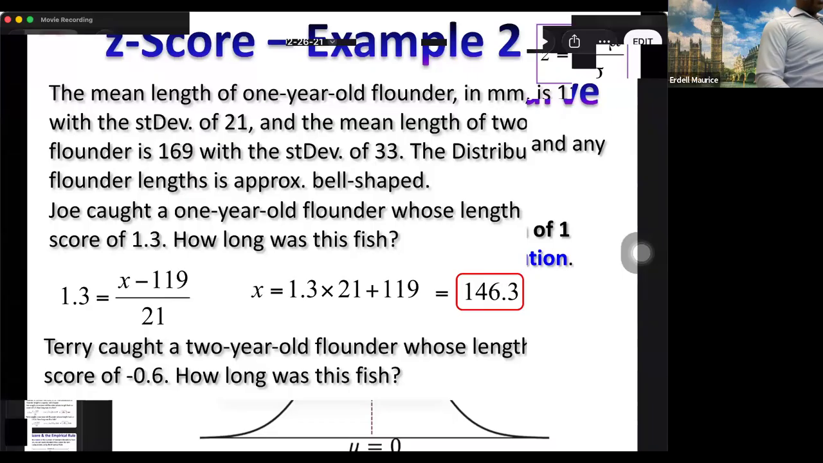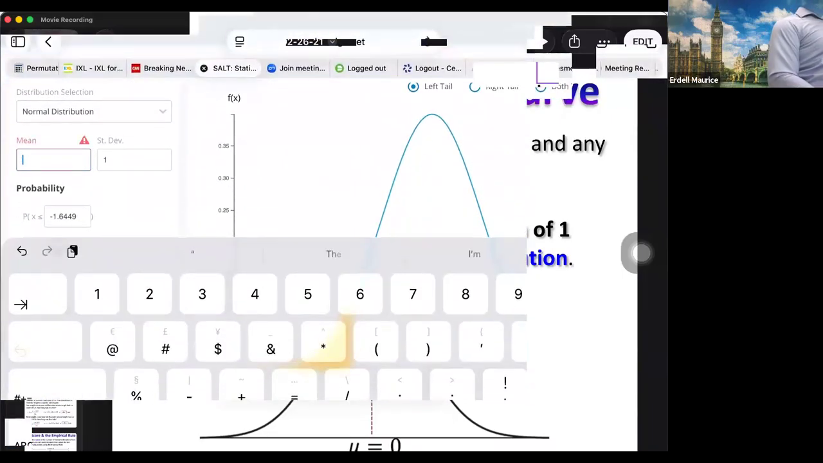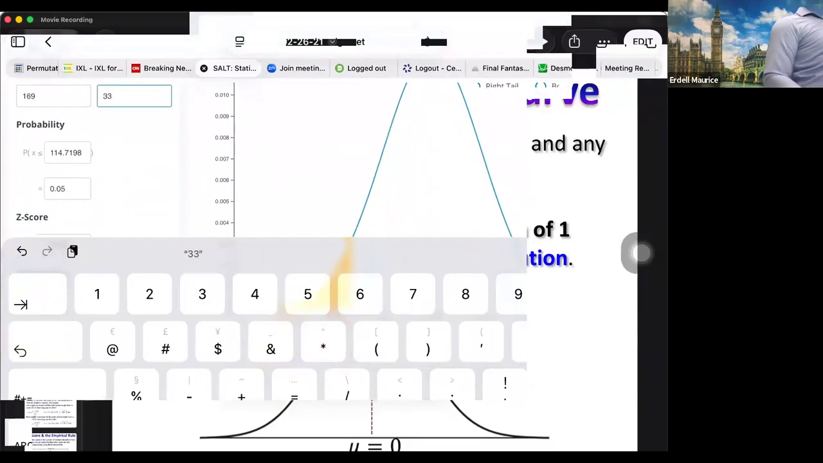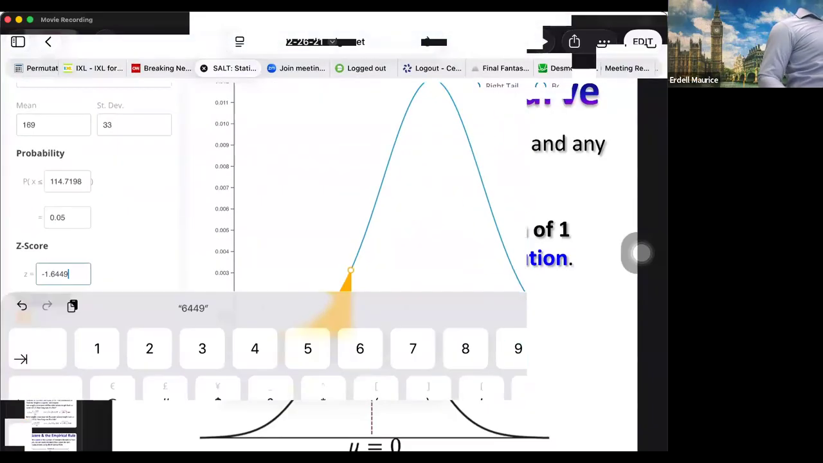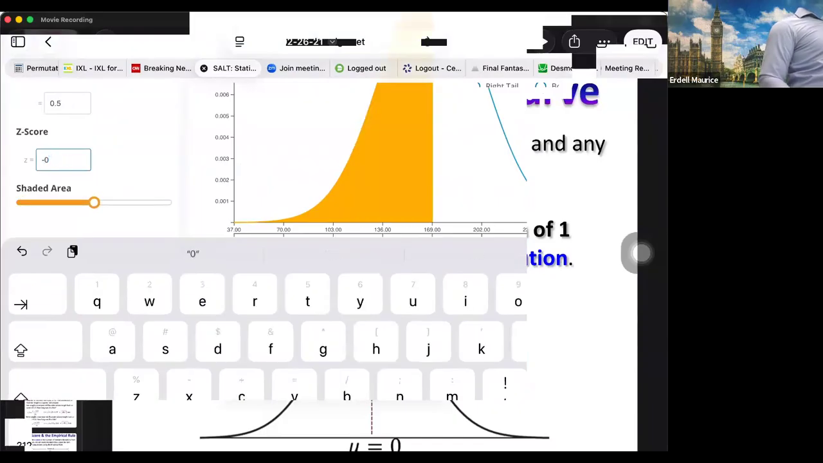All right, let me just make sure we all did the same thing. So in SALT right here, you have to change the mean to 169 and the standard deviation to 33. And then you go down to the z-score and you plug in a negative number, negative 0.6.